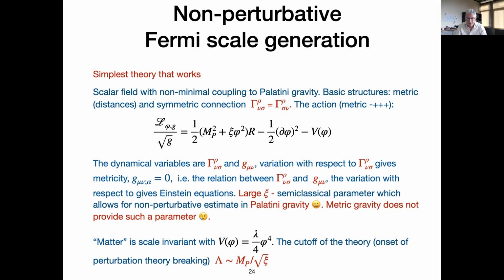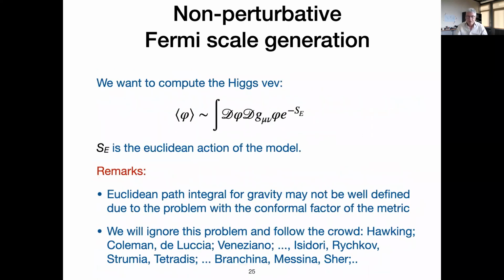If this parameter xi is sufficiently large, then this theory allows a semi-classical treatment, at least in the domain we are interested in. This happens not to be the case for metric gravity. I will say a few words about that later on. So what do we do with this theory? We would like to compute the Higgs vacuum expectation value.